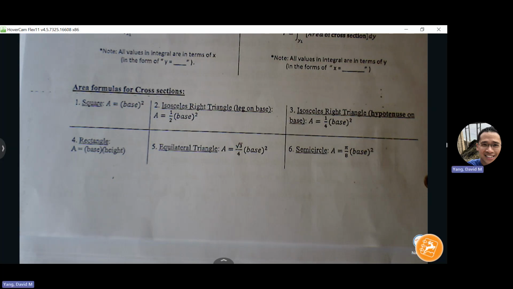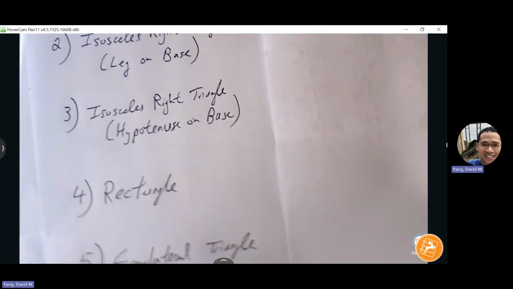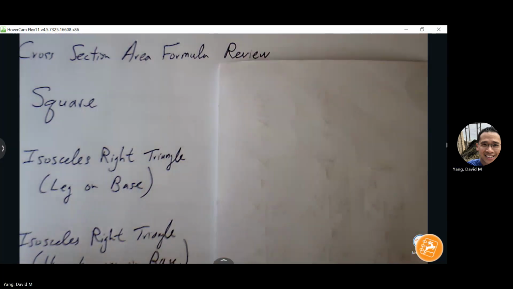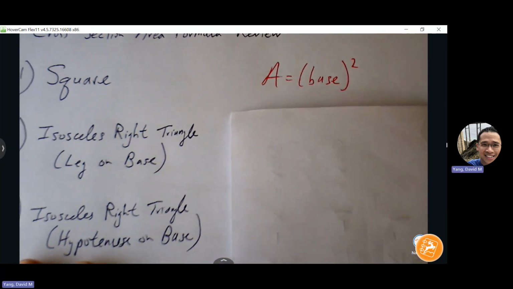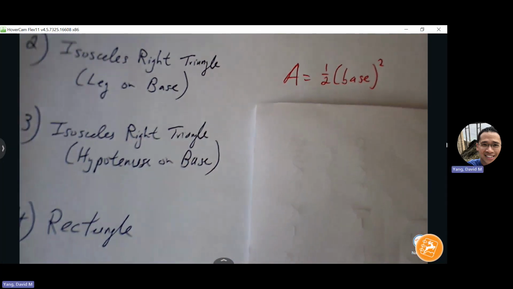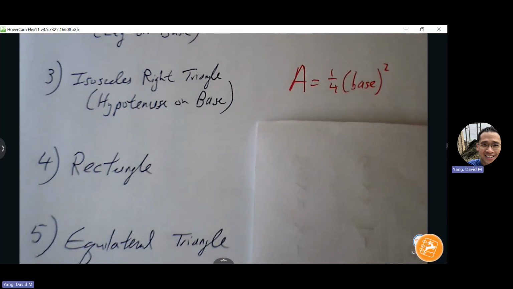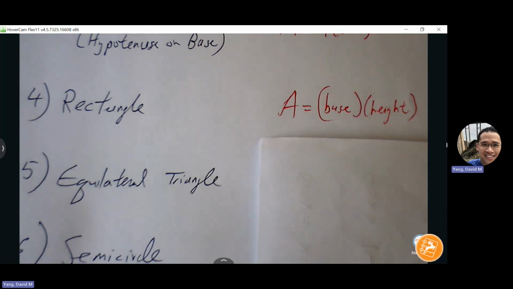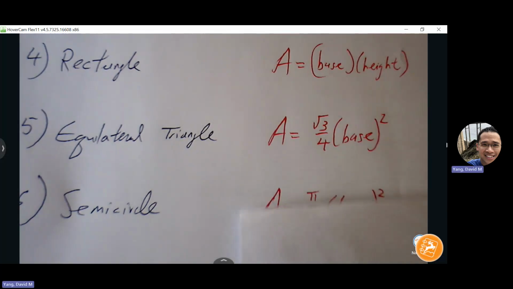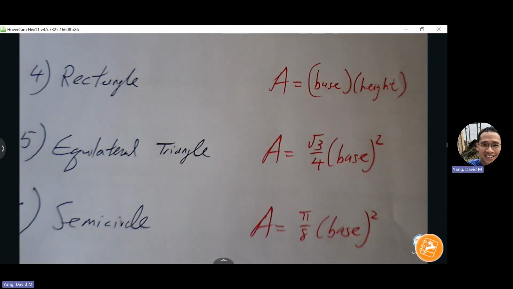So let's just see if we can run through these and see how we do. Area of a square is what? Base squared, okay. Isosceles right triangle with leg on a base, 1/2 base squared. Isosceles right triangle with hypotenuse on the base, 1/4. Rectangle, base times height. Equilateral triangle, yeah, √3/4 base squared. Semicircle, π/8. Okay, so you basically pretty much know it. So tonight, tomorrow morning, you just have to do a quick review, make sure that you're good with all those formulas.